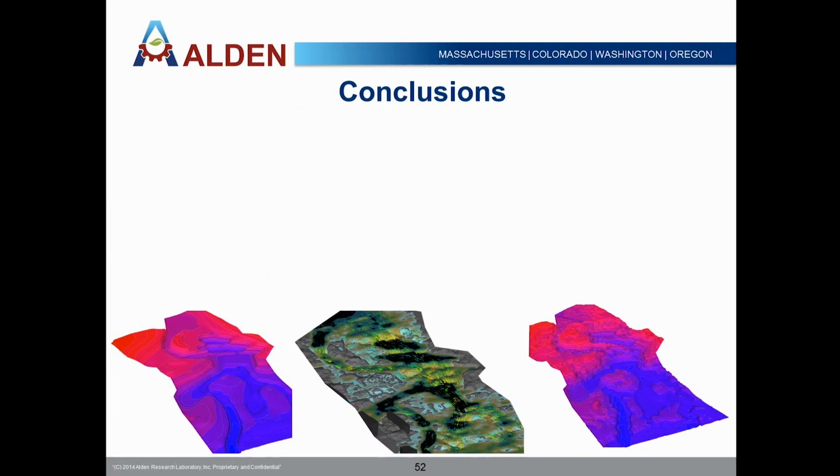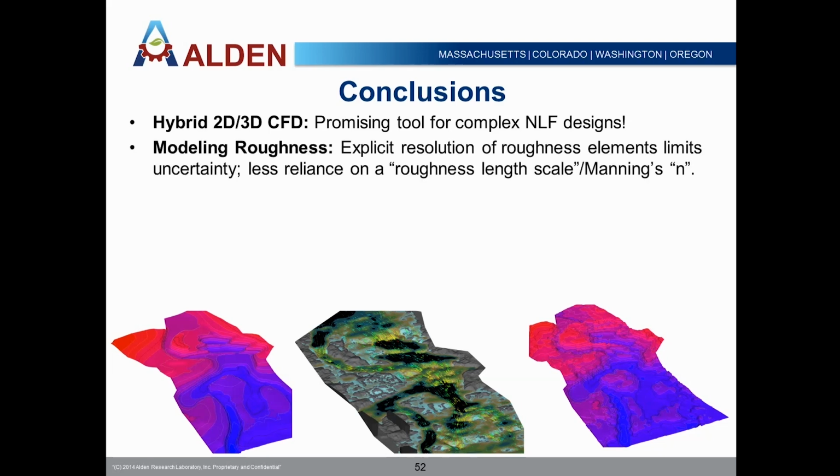So in conclusion, this hybrid 2D, 3D CFD approach does indeed seem to be a promising tool for coming up with complex nature-like fishway designs. Modeling roughness is a challenge. Explicit resolution of the roughness elements limits uncertainty in the modeling. We have to rely less on a kind of roughness length scale or Manning's n-type black box approach if we can actually model the form drag elements.